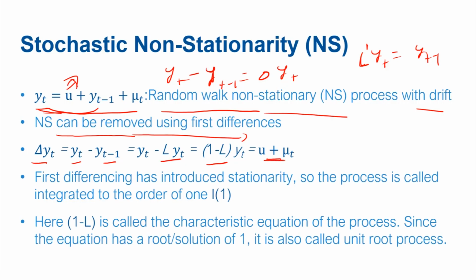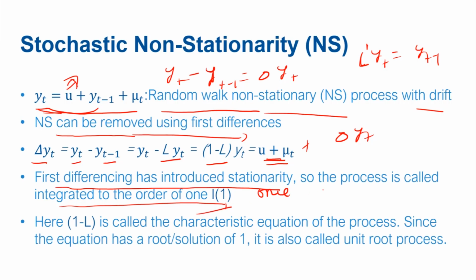Now this is a stationary process. As you can see here, this is a stationary process. That is, delta yt is a stationary process. So the first differencing has introduced stationarity, and therefore the process is called integrated of order 1, because we only needed to take the first difference once. So we only did the first differencing once. So this is called integrated of order 1.